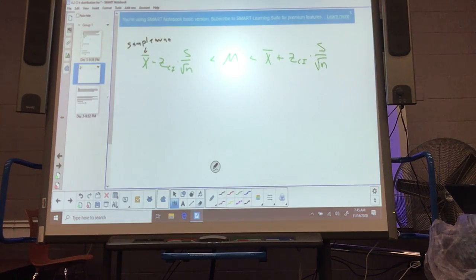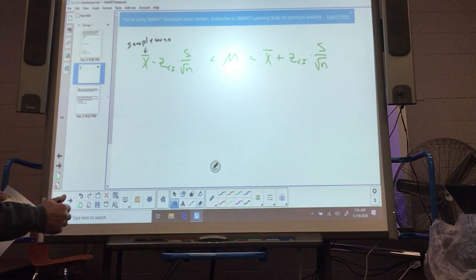If we take a look at problem number 3 in the back. 35 golfers showed the average score on a particular golf course was a 92. Not very good. The standard deviation of the sample is 5. We'll do a 99% confidence interval.